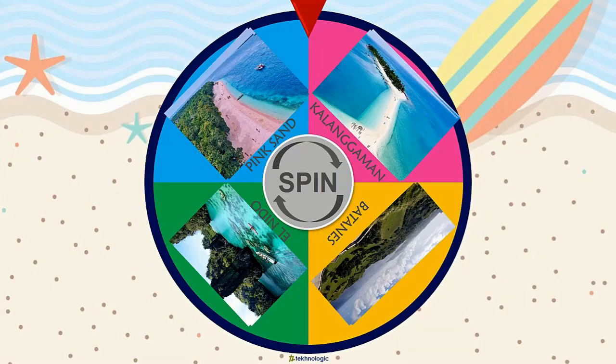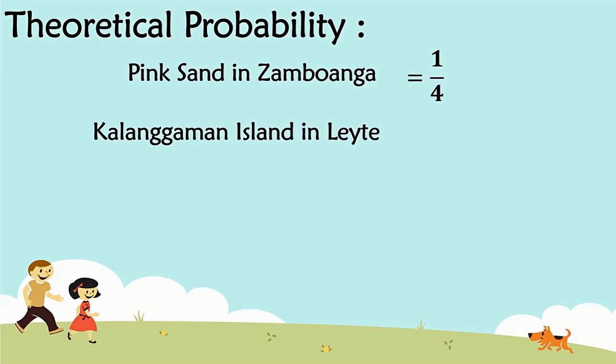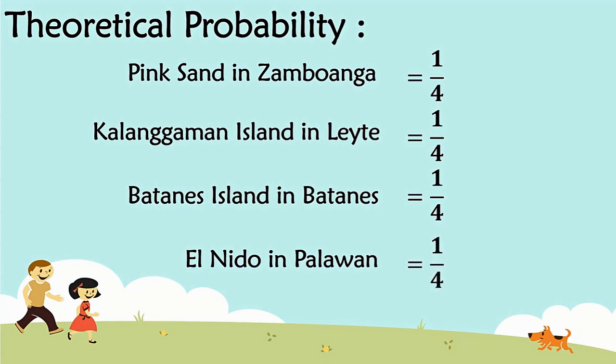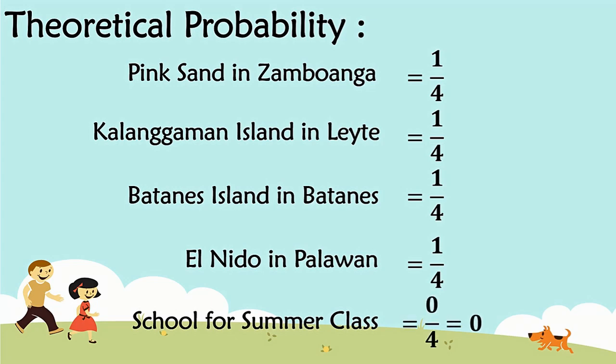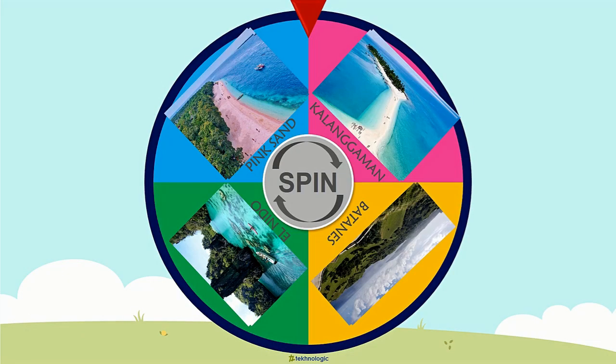Using the wheel of travel, give the theoretical probability of each tourist destination. Pink sand in Zamboanga. Correct, 1/4. Kalangaman Island in Leyte. Yes, it is also 1/4. Batanes Island in Batanes. Correct, another 1/4. And El Nido in Palawan. It is also 1/4. How about school for summer class? Oh, correct. 0 out of 4 or 0. Now, let's spin the wheel 25 times and get the experimental probability of each.